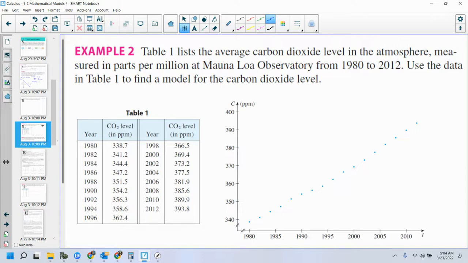Table 1 lists an average carbon dioxide level in the atmosphere measured in parts per million at Mauna Loa Observatory from 1980 to 2012. So we're looking at carbon dioxide level, and that's Hawaii, right? I think that's Hawaii, Mauna Loa. From 1980 to 2012. Use the data in Table 1 to find a model for the carbon dioxide level. Okay, so what are we looking at here? We're looking at carbon dioxide level. It looks like it's spaced out every 2 years. They make an observation every 2 years from 1980 to 2012.